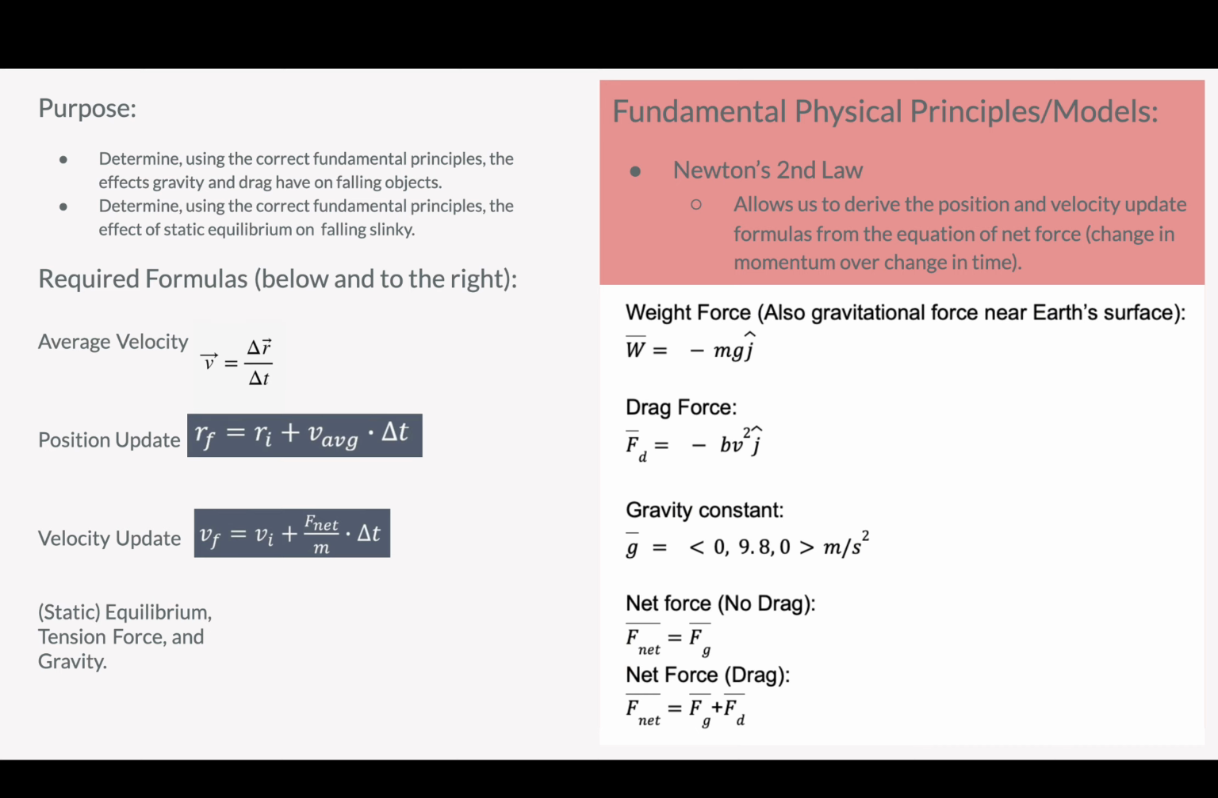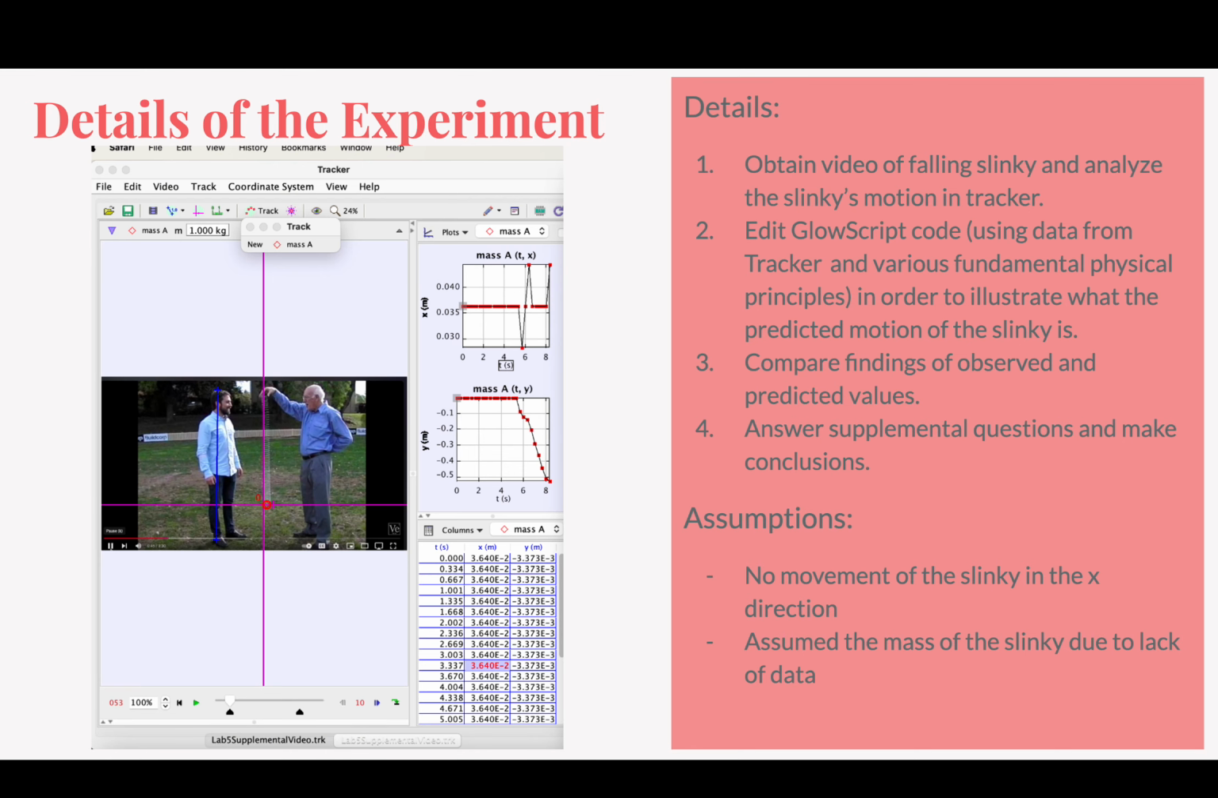Other required formulas and principles for this lab include average velocity, position update, velocity update, static equilibrium, including tension force, and gravity, weight force, drag force, the gravity constant, and net force with and without drag. The details of the experiment are as follows. Obtain the video of a falling slinky and analyze the slinky's motion in Tracker.